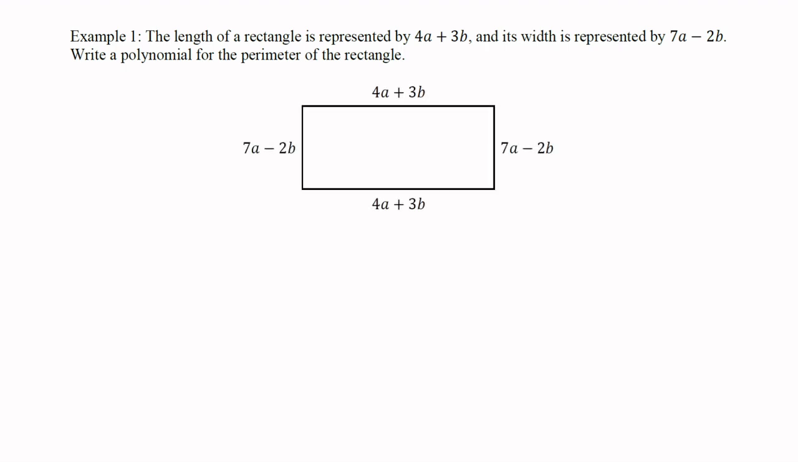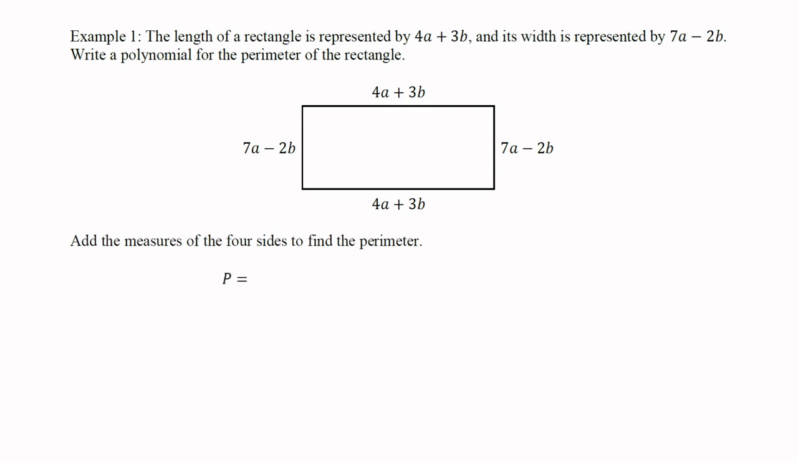So the length of a rectangle is represented by 4a plus 3b, and its width is represented by 7a minus 2b. Write a polynomial for the perimeter of the rectangle. So it's helpful here to draw a figure. Here's a rectangle, and we have the length of 4a plus 3b and the width of 7a minus 2b. And if we're going to find the perimeter, we have to add the length of all the sides.